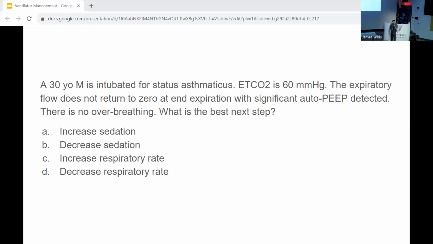And are you decreasing the respiratory rate because of the end-tidal CO2 or because of the auto PEEP? Right. The end-tidal CO2 may actually be okay, right? Permissive hypercapnia if they were totally tolerating it.